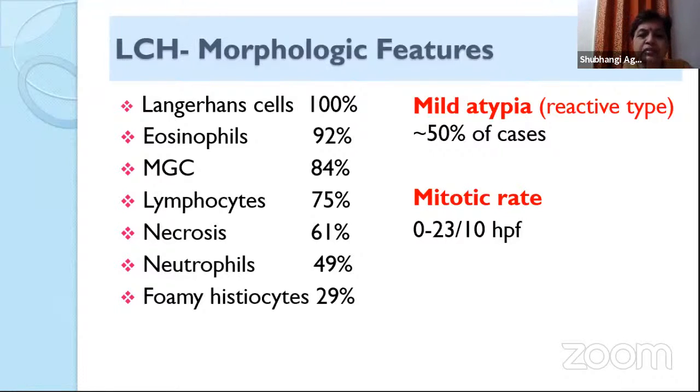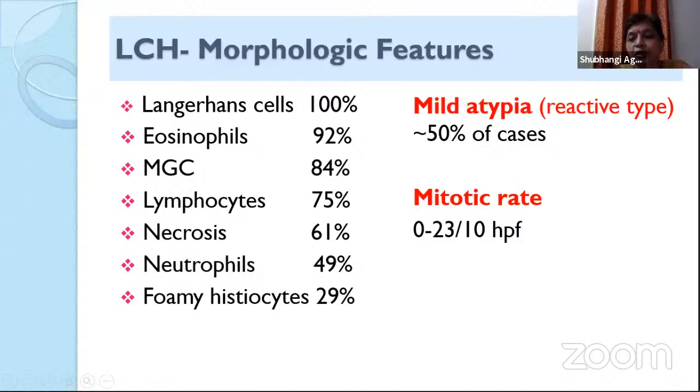When the Langerhans cells are very few, the other cells predominate, that is eosinophils, multinucleated giant cells, and lymphocytes. So if you have a combination of these cells, you must look for the Langerhans cells, and you must do immunohistochemistry for the visualization of the Langerhans cells. Now, in the disease process, you may have mild atypia, which is of reactive type in 50% of the cases.